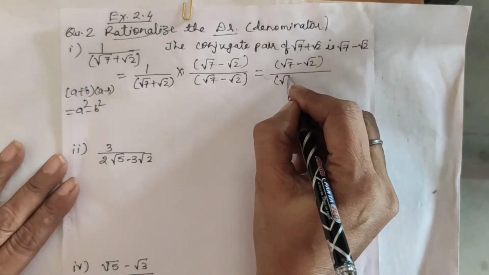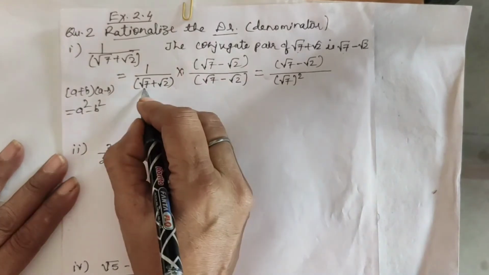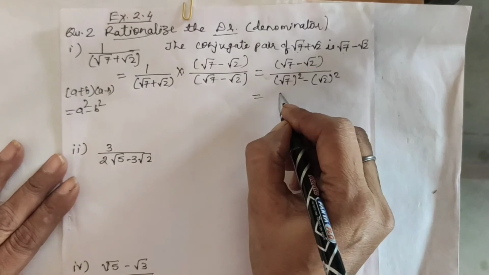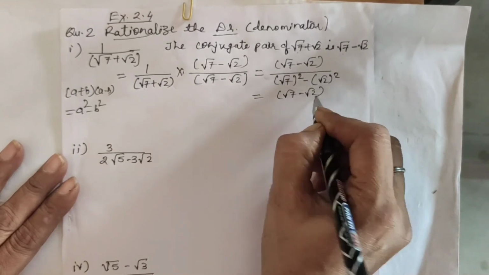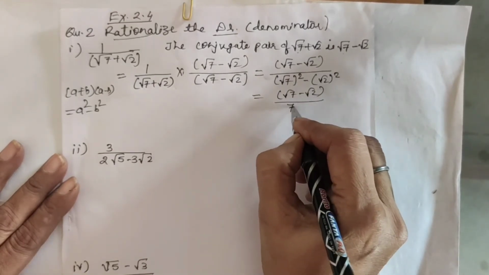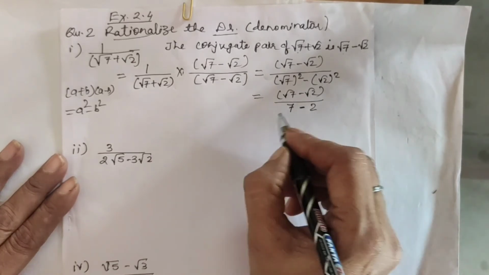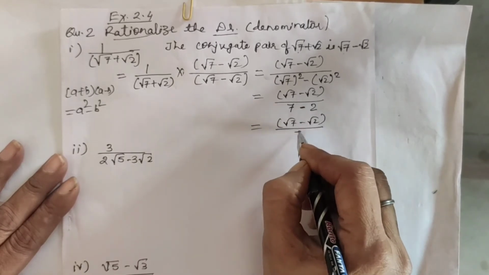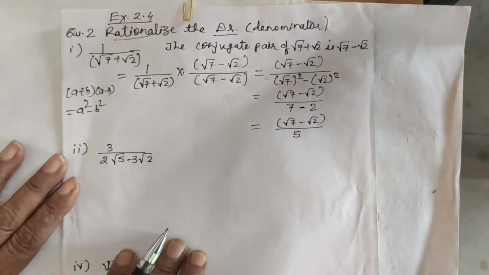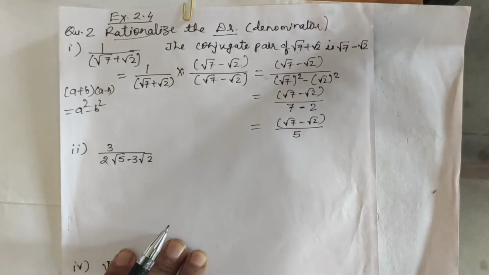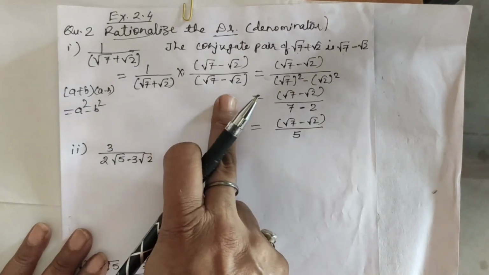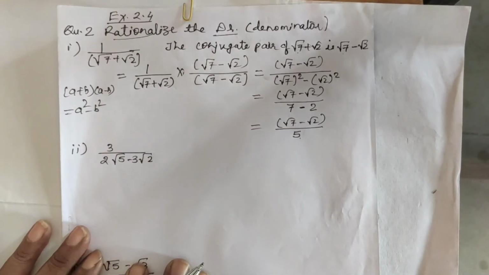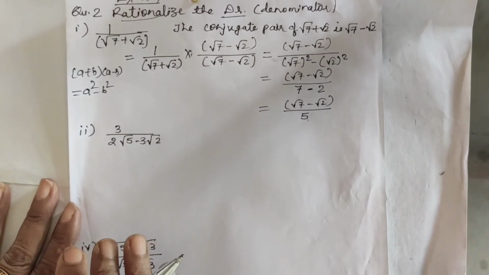So directly you can write the square of the first number, that is A, minus the square of the second one, that is B. Now simplify: root 7 minus root 2. Now you know root 7 square is 7, minus root 2 square is 2. Now simplify root 7 minus root 2 upon 5. So we have just studied the important note that the product of a conjugate pair of binomial surds is always a rational number. Now let's move to the second example.